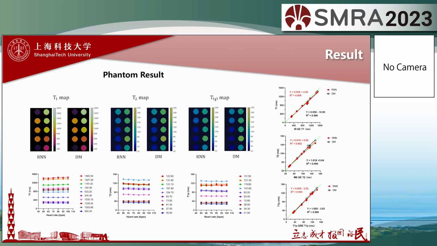And the right column shows the correlation analysis to assess the relationship between the average T1, T2, and T1 rho values and the reference measurements. Both methods exhibited excellent coefficients of determination in all cases. These results indicate a high accuracy between the estimated values and the reference measurements for all 3 parameters.